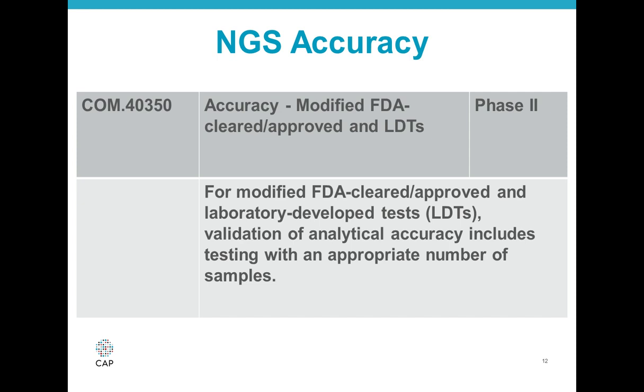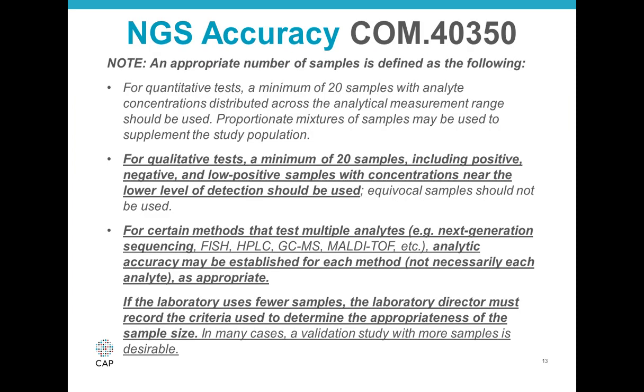The next requirement from the All Common checklist requires that all next-generation sequencing LDTs include an appropriate number of samples. The associated checklist note for this particular requirement requires a minimum of 20 samples for the validation, and also states that for tests like next-generation sequencing that test multiple analytes, the validation of all possible variants that might be detected is not necessary, and a methods-based validation is acceptable. And we'll discuss this concept a little further later in the presentation.